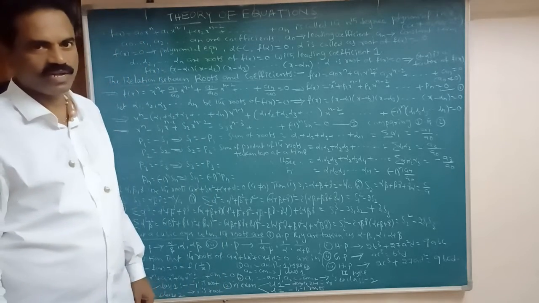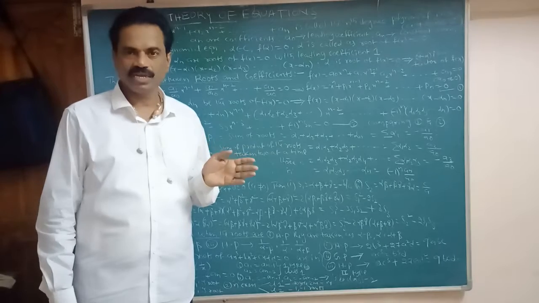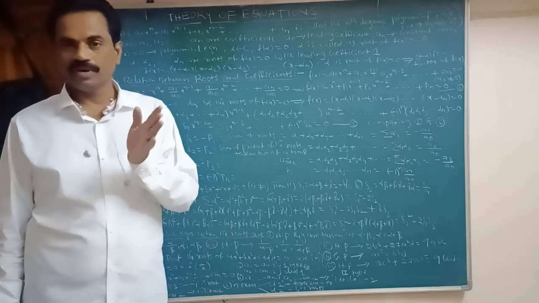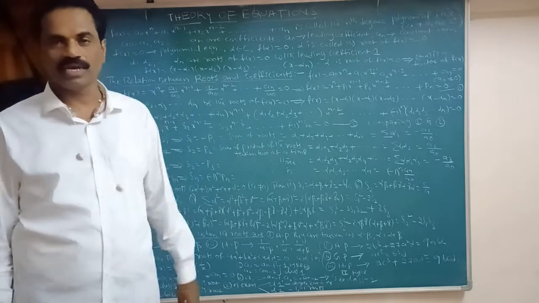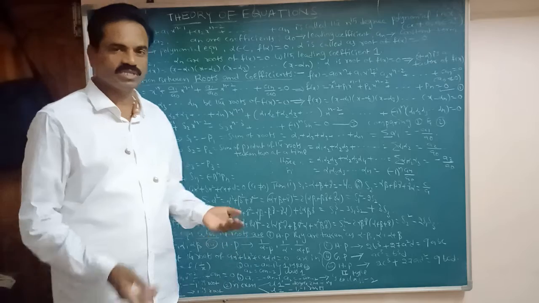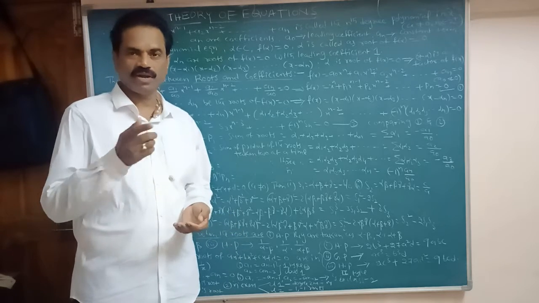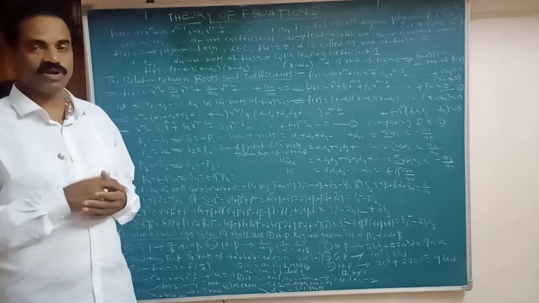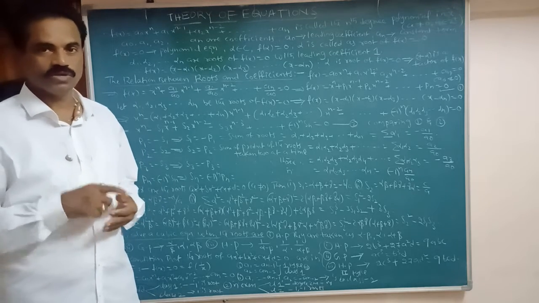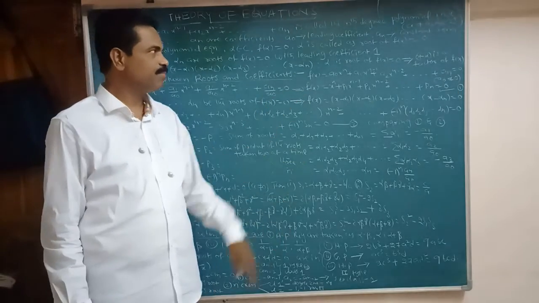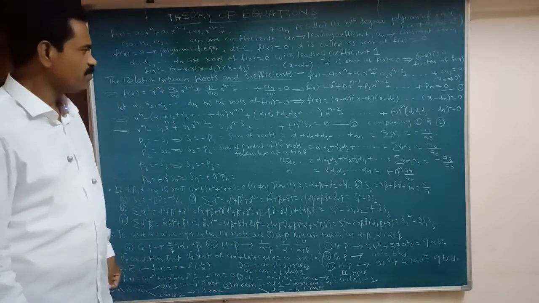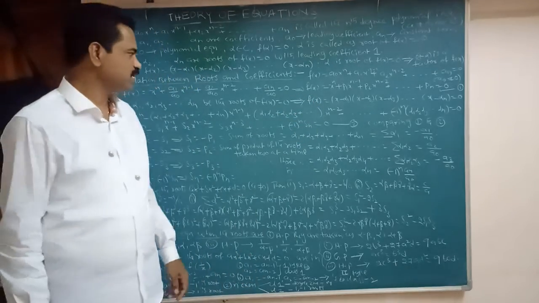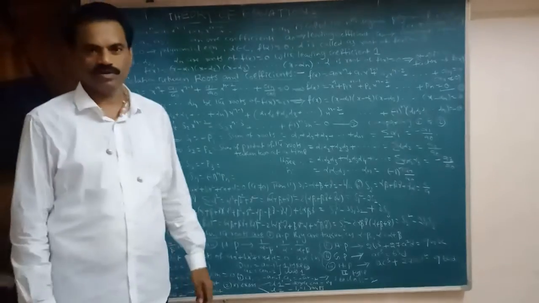Now comparing with this equation, x power n plus a1 by a naught into x power n minus 1 plus a2 by a naught into x power n minus 2 and so on an by a naught equal to 0. Suppose we take this equation as x power n plus p1 x power n minus 1 plus p2 x power n minus 2 and so on pn equal to 0. Now comparing, p1 is the x power n minus 1 coefficient, and it is the sum of the roots with a sign.